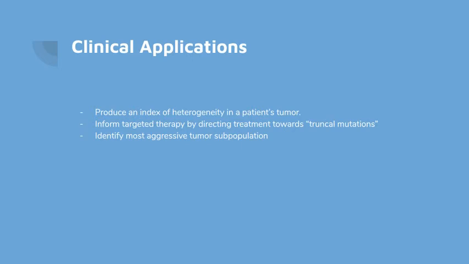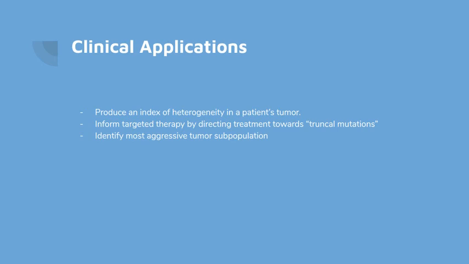The evolutionary tree of a tumor has many applications in both a clinical context and in a broader context of oncology. Within a clinical context, the evolutionary tree can be used to produce an index of heterogeneity in a patient's tumor, which in turn can be used to estimate the survival rates, response to therapy, and risk of relapse of a patient. This is useful for doctors as this can help them better develop treatment plans and assess the situations of a patient.